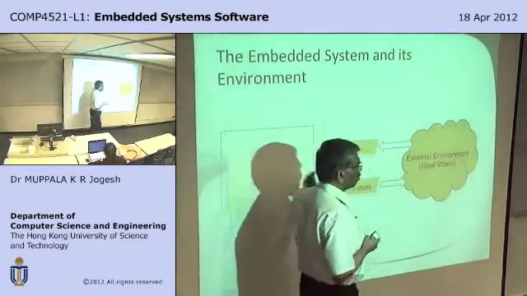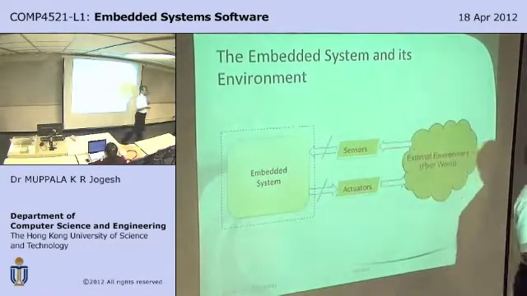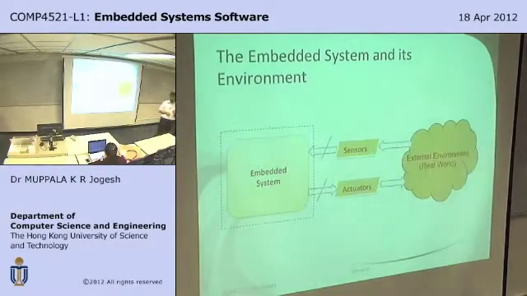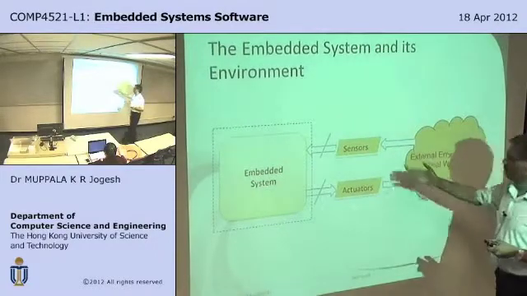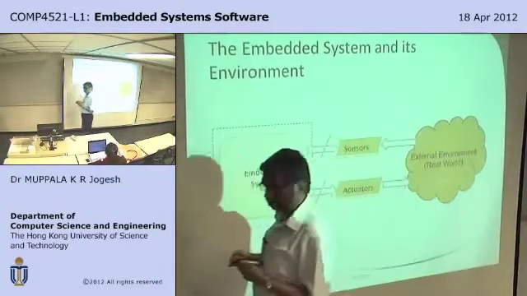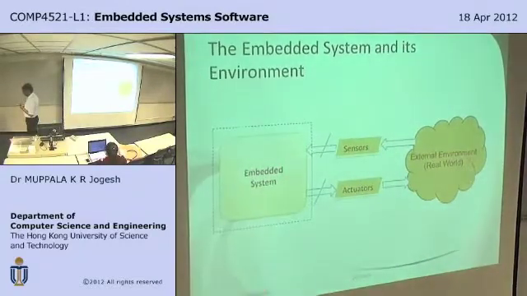How does the embedded system learn about what is going on in the real world? It needs to gather information from the real world. And the way it does that is by making use of sensors. Now, what kind of information can you gather from the real world? Any examples of information that you can gather from the world around you?